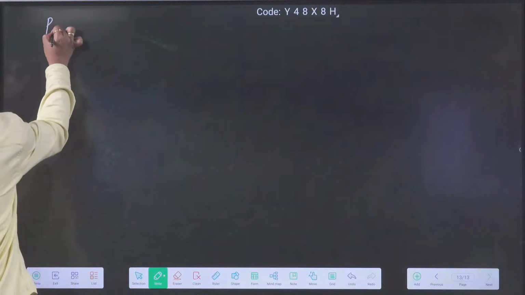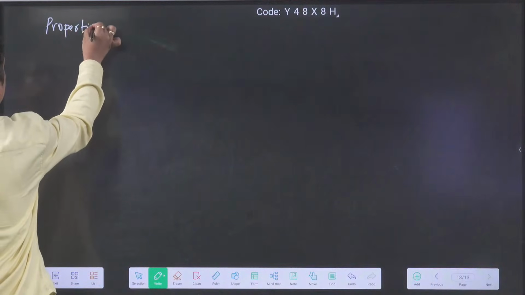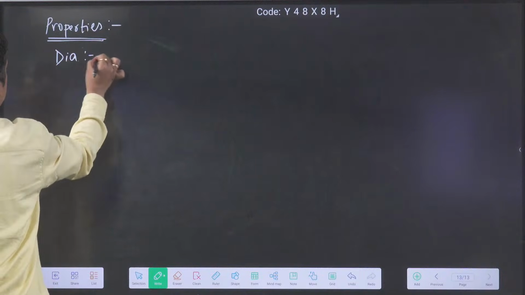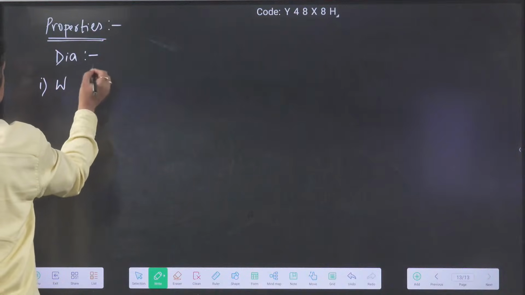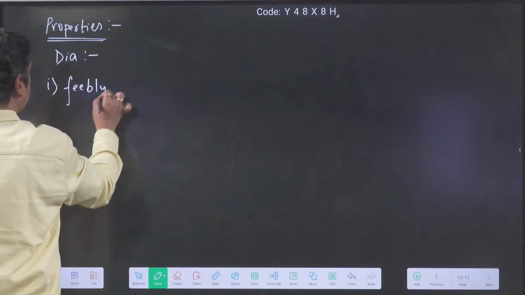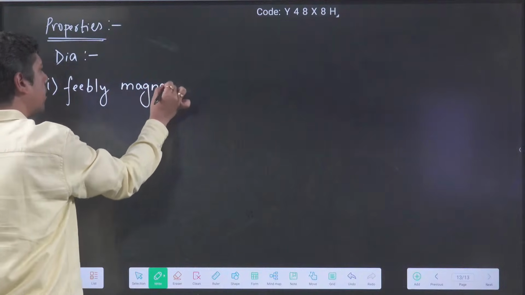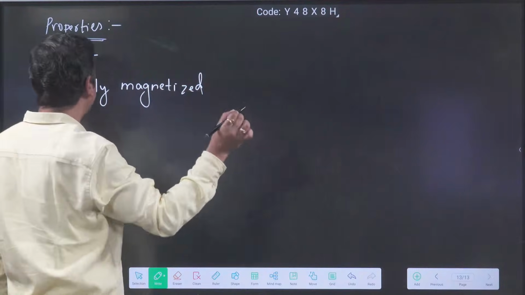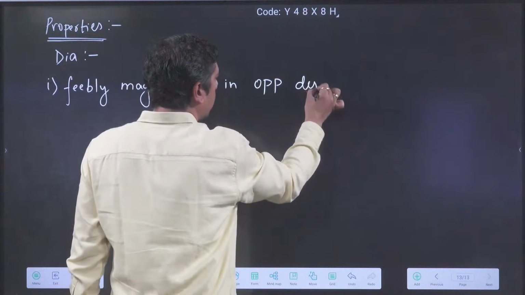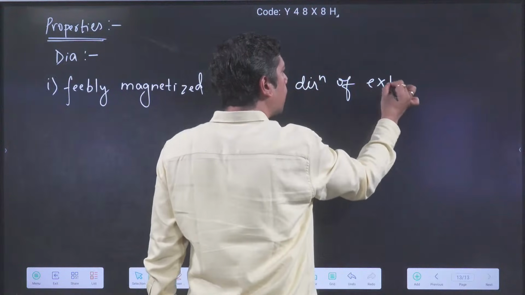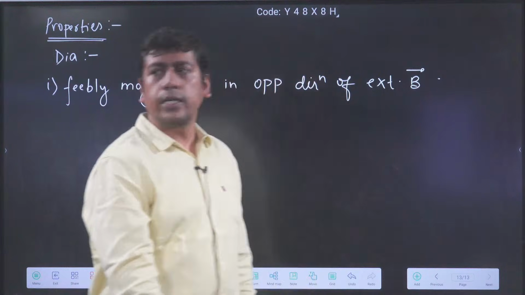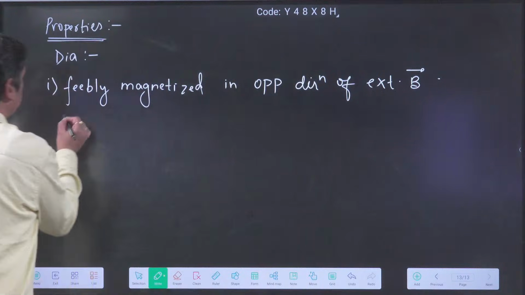Now, what are the different properties of the diamagnetic substance? The first one is they get feebly magnetized. Now everything we know, now we are summarizing. Last 5-10 minutes, please. Feebly magnetized in opposite direction of external magnetic field.